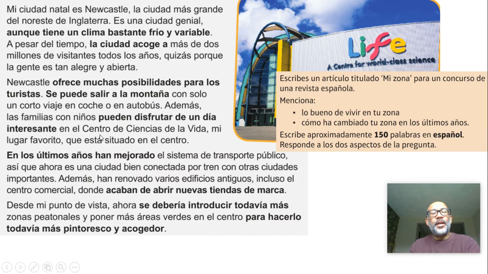In the Center of Sciences of Life, sounds a bit clumsy as a translation, I'd say in the Life Sciences Center, so almost take it backwards there.